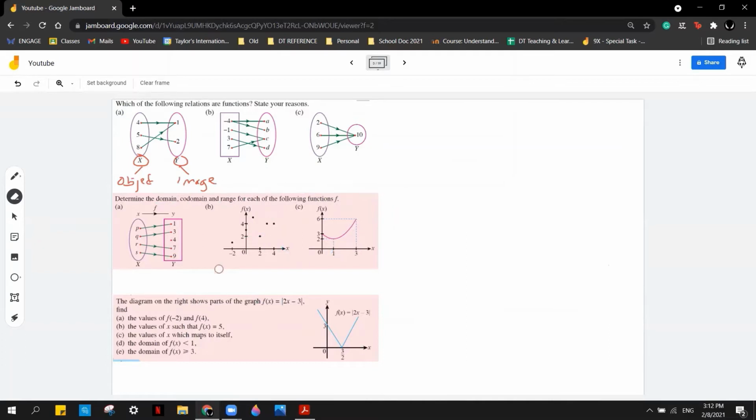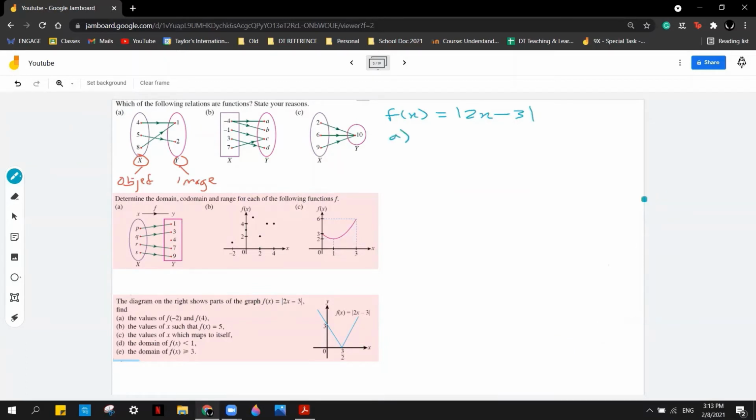Now let's have a look at the last question here, on how this question is solved. The function is given as f(x) equals modulus 2x minus 3. Interesting, there's a modulus there. So how do we solve this question? Let's take it step by step.